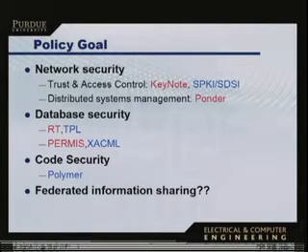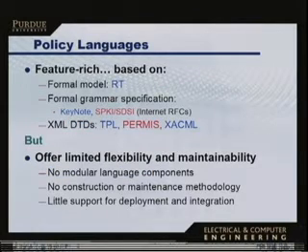All right. So in terms of policy goal, there have been policies designed for network security, database security, and even code security. But because the collaboration architectures have only recently emerged, these systems do not address the federated information sharing requirements that we have addressed before. On the other hand, the systems have policy languages which are feature-rich, and they are based on formal models, formal grammar specification, and XML DTDs. But such languages offer limited flexibility and maintainability.